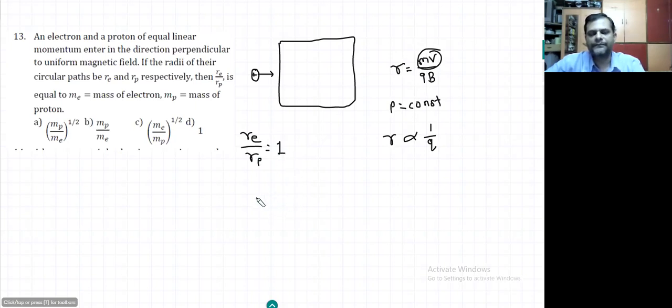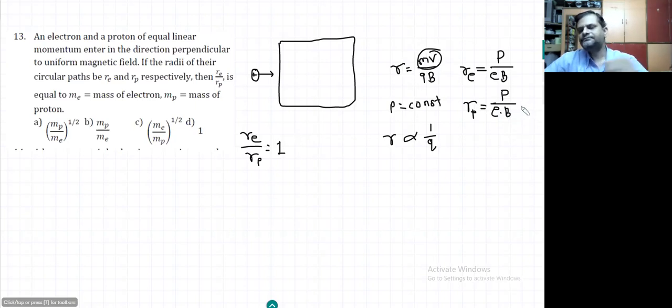We can also verify this, because we already know that R is given by the formula mv upon q B. So if we use this formula for electron, we get RE, the radius of orbit of electron, equal to momentum, which is the same for both, upon the electronic charge into magnetic field. And for proton, the radius of orbit will be the momentum once again upon electronic charge into magnetic field. Now the mass of proton and electron may be different, but the charge is the same. So if we take the ratio RE to RP, everything will cancel and we get 1:1.